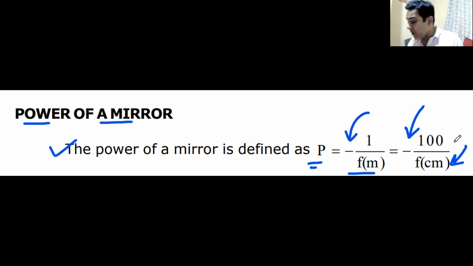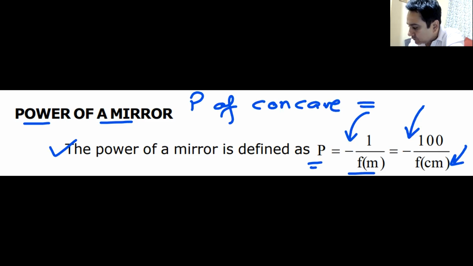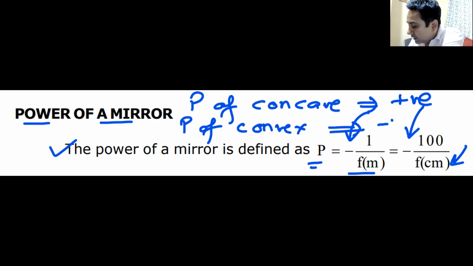Remember, a concave mirror has a negative focal length, and power is the negative of the inverse of focal length. So power for a concave mirror is positive. Do we understand this? Can I have some raised hands that we understand this? Power of a concave mirror is positive. Power of a convex mirror is negative.